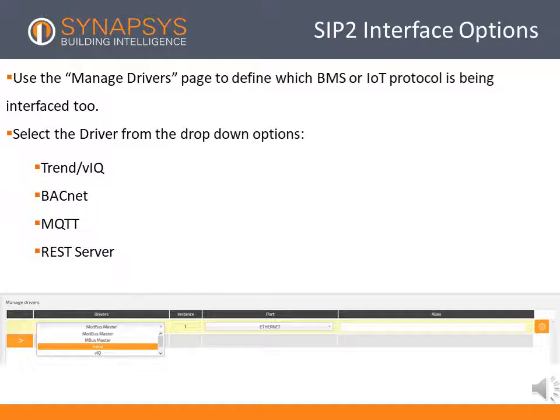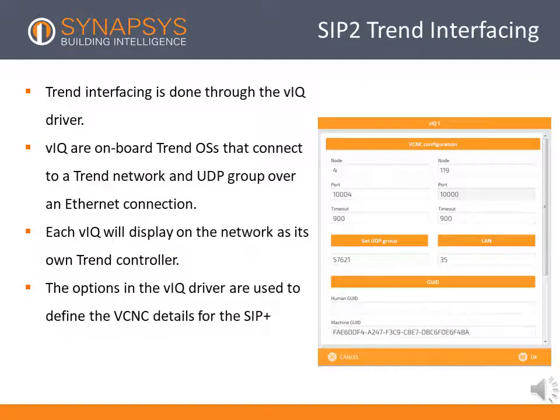MQTT, or REST server. To interface to a Trend network, create a VIC driver. The VIC driver allows up to 100 outstations to be created as unique Trend devices on the network. Use the COM settings to define the node and port information of the two onboard VCNCs, the UDP group and the LAN number. The human GUID can be entered here as per the site requirements.